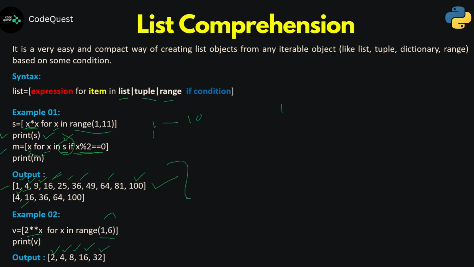So this is one of the easiest ways. I mean, list comprehension is one of the easiest and most compact ways of creating list objects.